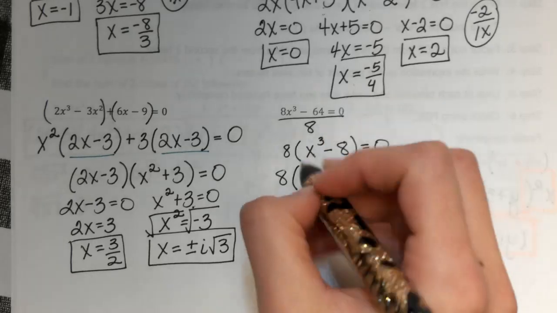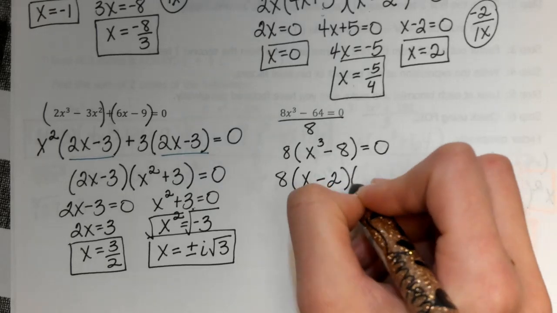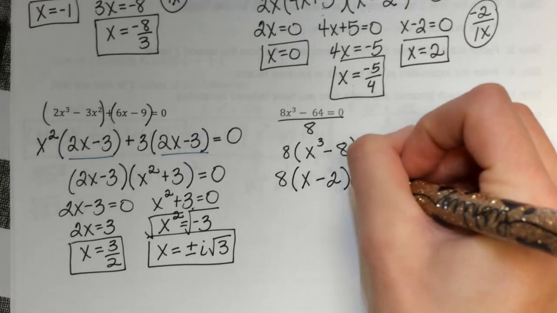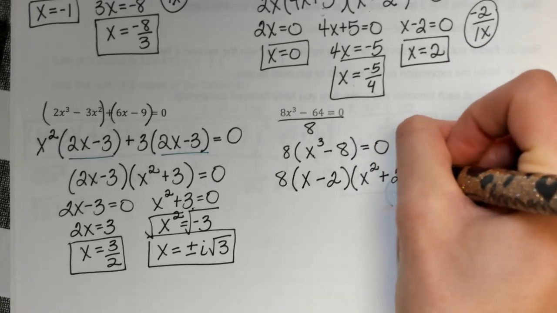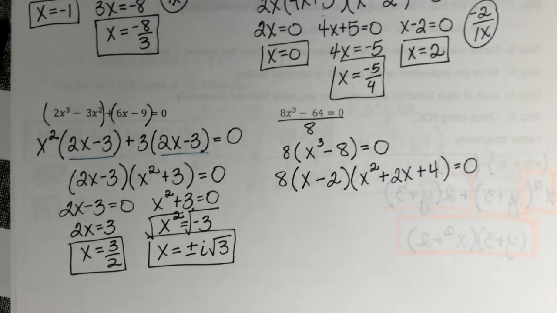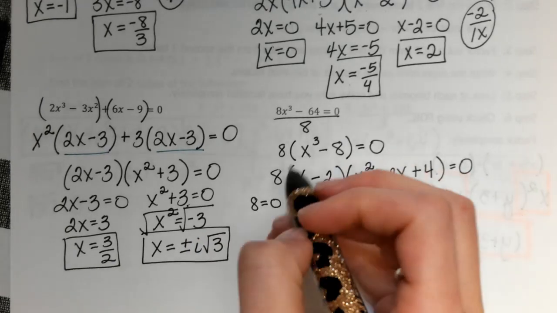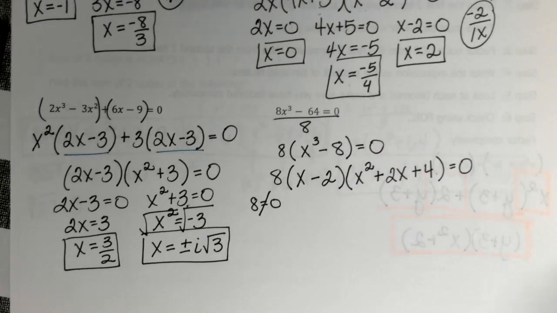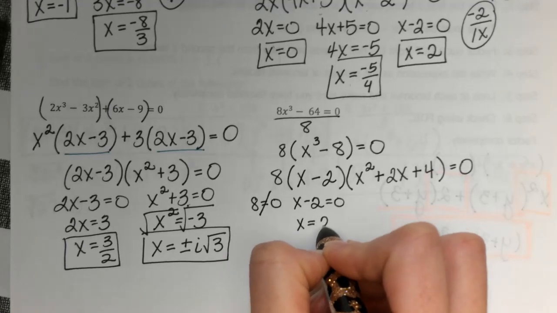So I'm going to have 8 times, x cubed, I'm taking the cube root. That leaves me with x. Bring down your minus. Cube root of 8 is your 2. Then the x squared. Change the sign. X times 2 is 2x. Plus 2 squared, 4. Equals 0. Okay. If I take 8 and set it equal to 0, that's not going to give me anything because 8 is not equal to 0. X minus 2 equal to 0 will give me x equals 2.